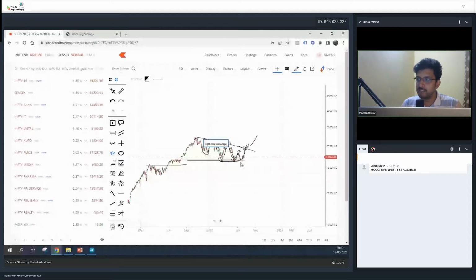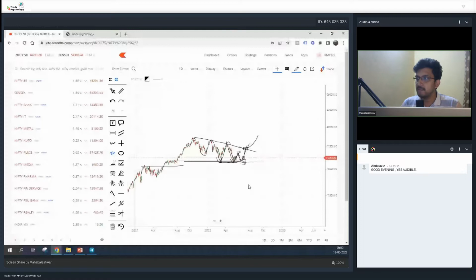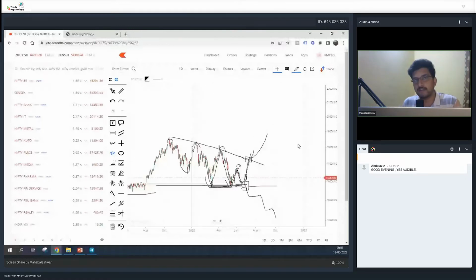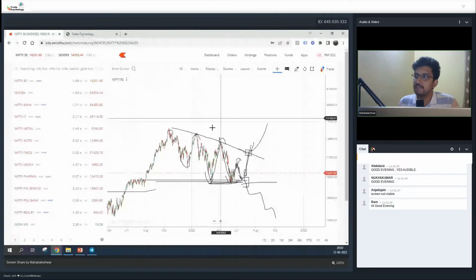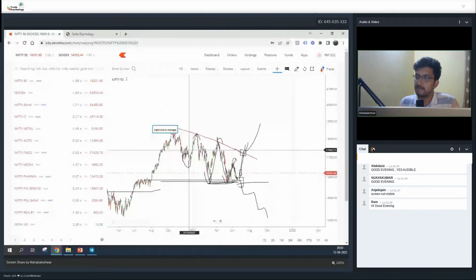Or let's say if this support is broken with a sharp red color candle on a daily time frame, then we could see some further correction in the market, right? This is how you need to look at a technical chart. This is just analyzing the longer time frame. I started this session with a technical analysis on a daily time frame. We are expecting the market in two scenarios.